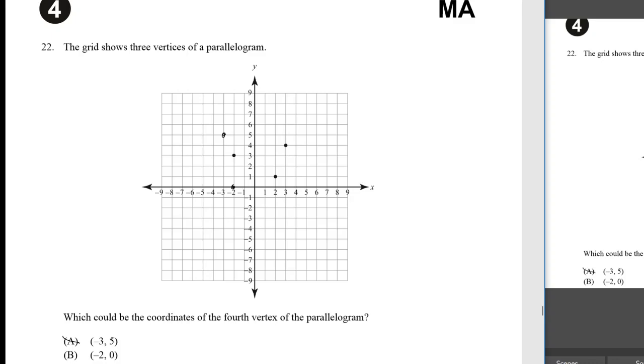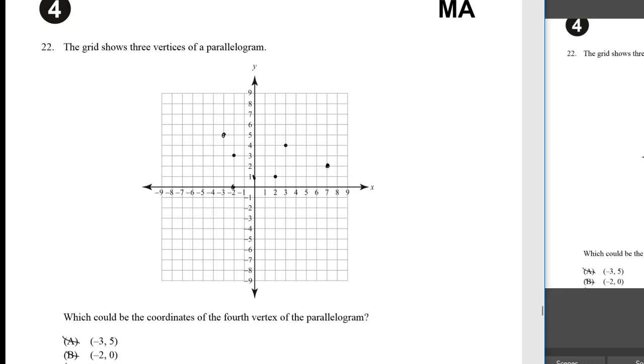Kind of looks like a parallelogram, but not quite there. So not B. 0, 1. That's definitely not a parallelogram. It's more of a trapezoid. And 7, 2.